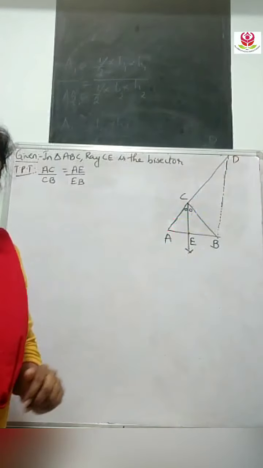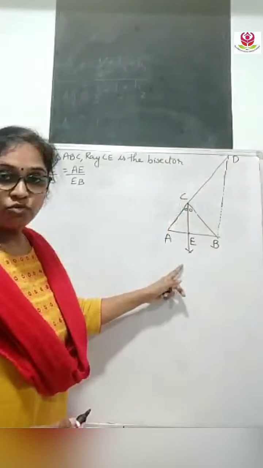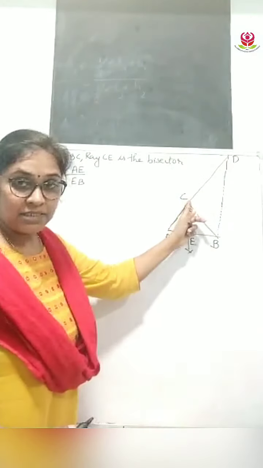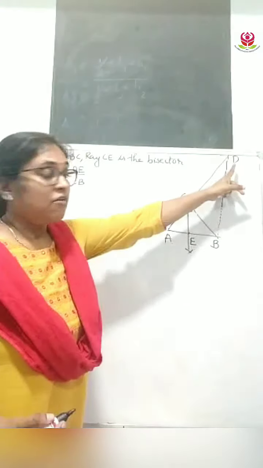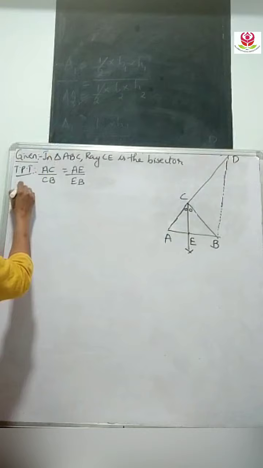So once again I am repeating the construction. You are drawing a line parallel to CE passing through point B, and you are extending side AC so that it meets the parallel line at a particular point. We have marked the point as D. So now let us start with the proof.